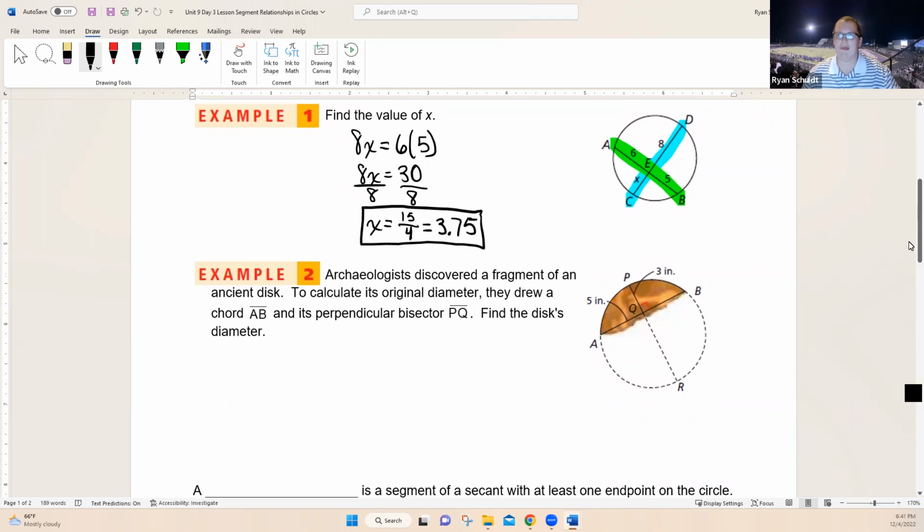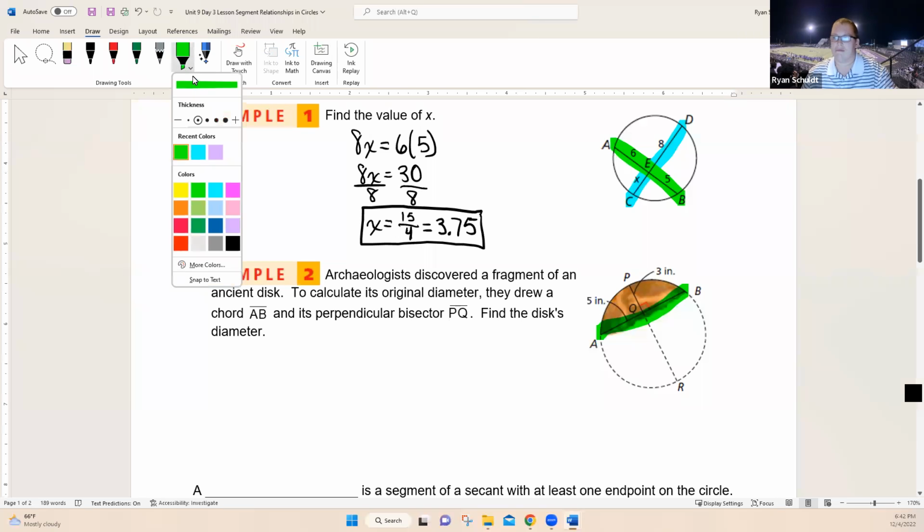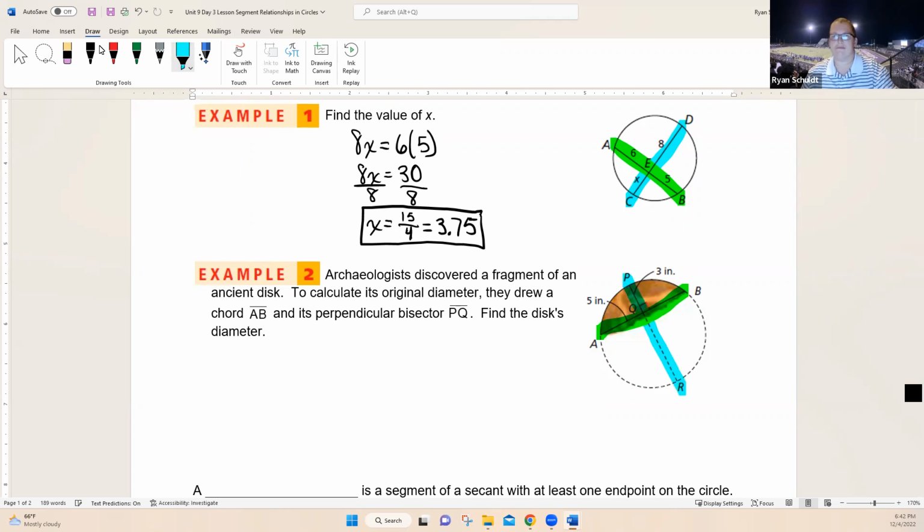Archaeologists discovered a fragment of an ancient disc. To calculate its original diameter, they draw the chord AB. So they draw this chord right here, and its perpendicular bisector PQ. Find the disc diameter. Okay, so we have to find PR. PR is our diameter. That's our goal. This is the diameter.